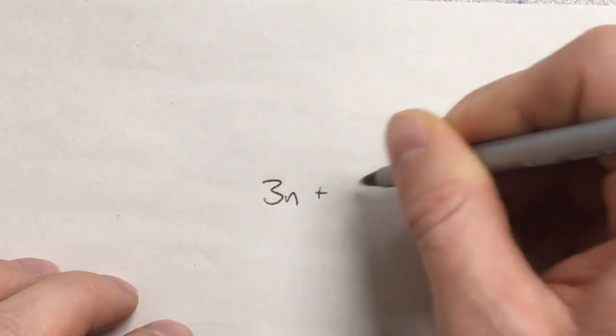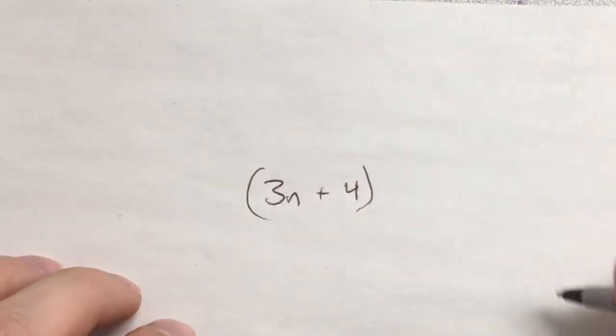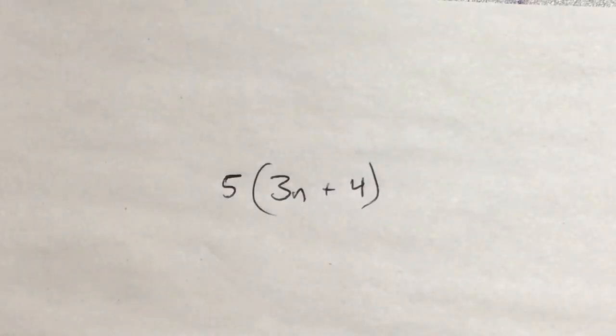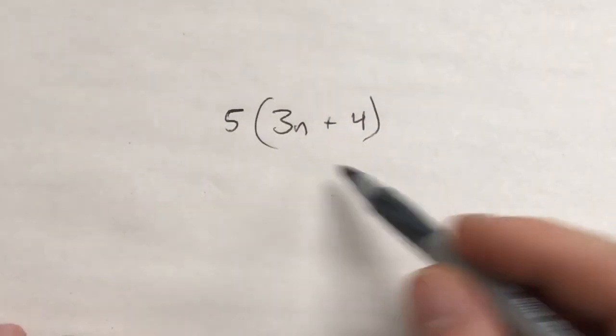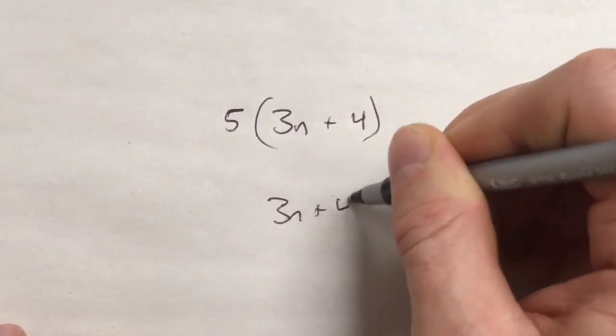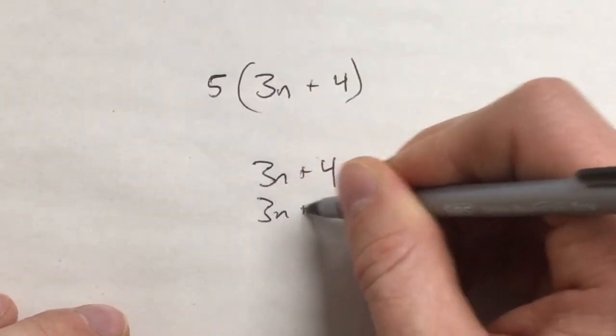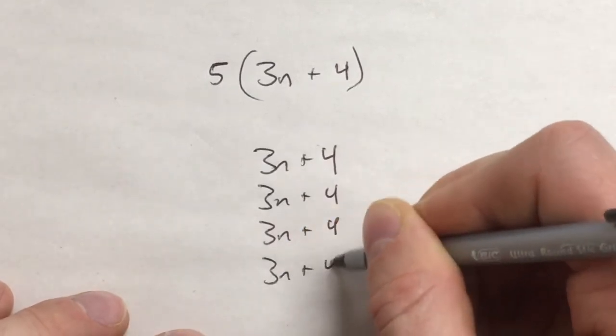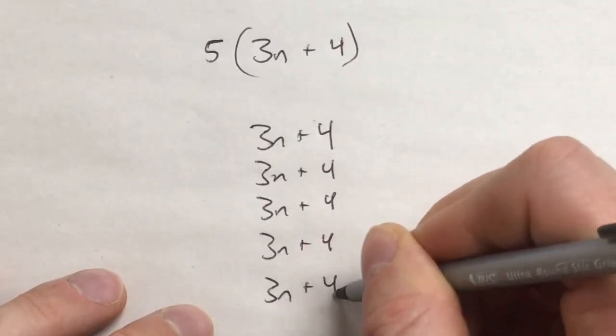Another example would be 3n plus 4, 5 times. Now, I saw a student do this once. I thought it was pretty cool. They had 3n plus 4 once, 3n plus 4 twice, 3n plus 4 3 times, 3n plus 4 4 times, 3n plus 4 5 times.